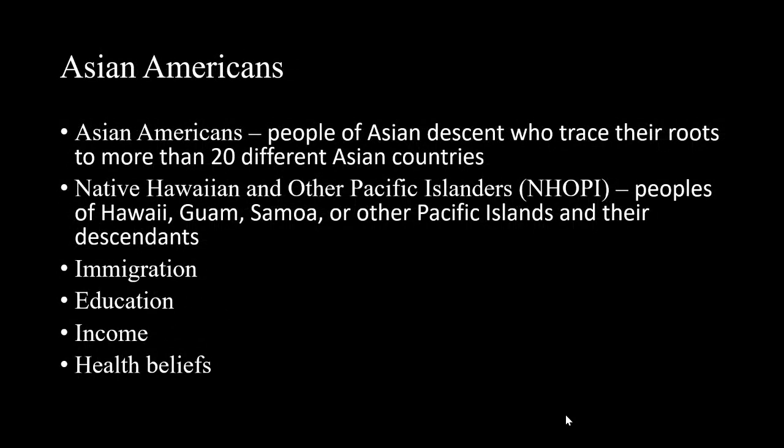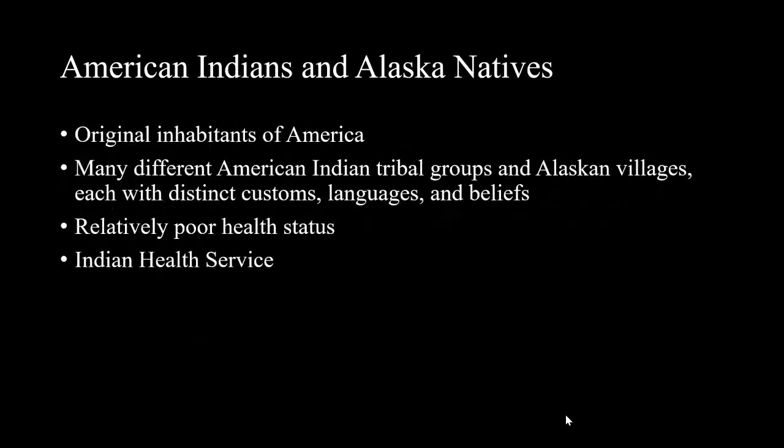Asian Americans are people of Asian descent who can trace their roots to more than 20 different Asian countries. As you can see, there are some of the countries that are included in those classifications. American Indians and Native Alaska Natives are the original inhabitants of America. There's many different Indian and Native Alaskan tribal groups. These suffer from relatively poor health statuses, and amongst all the minority populations, this particular group has the poorest health outcomes.